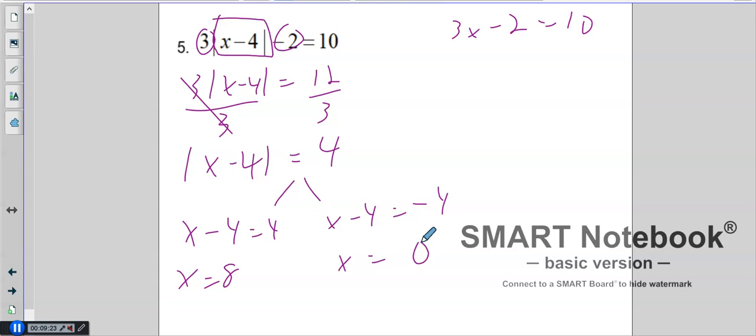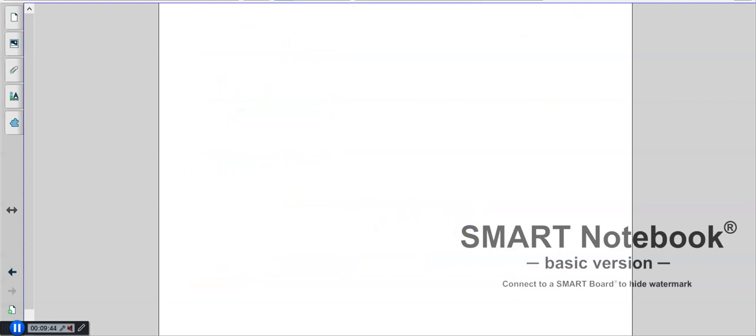I'm going to check them real quick, plugging in here. So 8 minus 4 is 4. Absolute value is 4, times 3 is 12, minus 2 is 10. Check. 0 minus 4 is negative 4, but the absolute value of that number is positive 4. 4 times 3 again is 12, minus 2 is 10. Check. Those are my two answers, and they both work. And that's it.